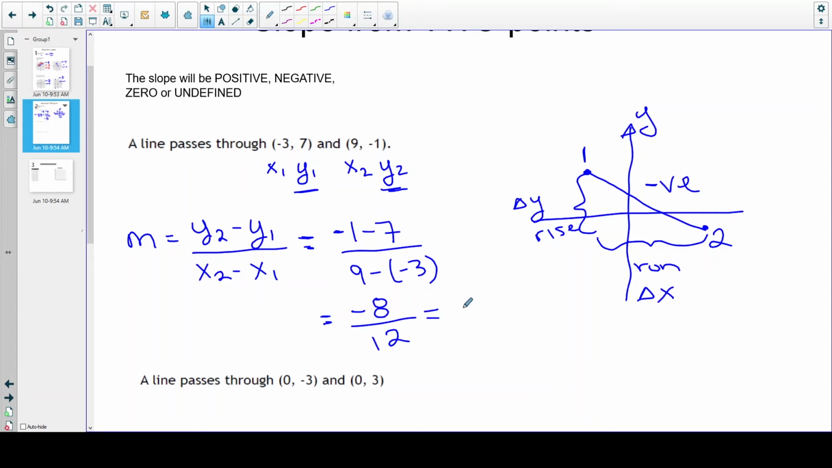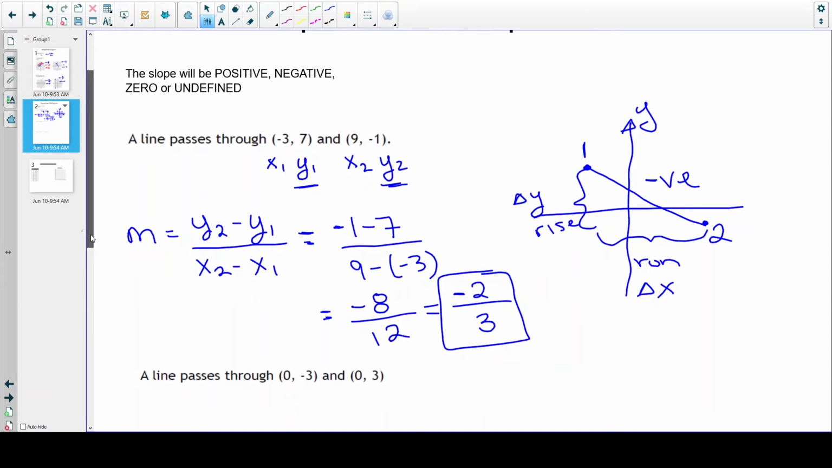And then if I reduce this, I can divide top and bottom by 4. So -8 divided by 4 is -2. 12 divided by 4 is 3, so my slope is -2/3. That means that to get from one point to the next, I have to go down 2/3, and I can repeat that as many times as I want to.